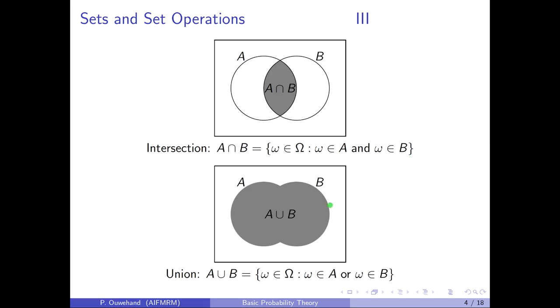The union, on the other hand, of A and B is the set of all elements which belong to either A or B or both. A union B is the set of all little omega belonging to capital Omega, where omega belongs to either A or to B or to both. In other words, union is OR.